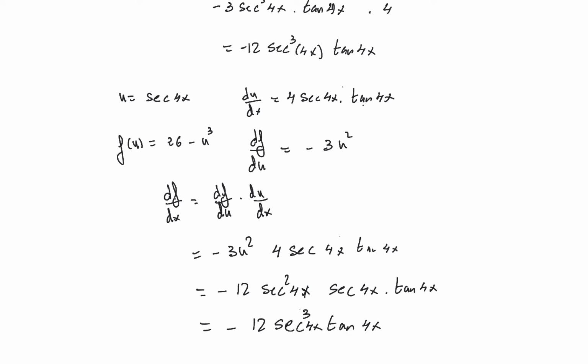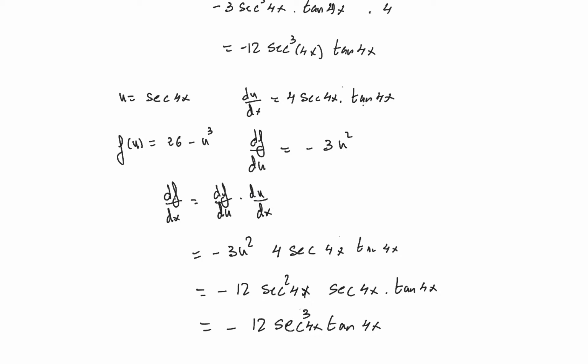So I do a little bit of algebra. 4 times 3 is 12, so it would be minus 12. And now I substitute u by its value, secant, so it would be secant square of 4x, secant 4x multiplied by tangent of 4x. Secant square multiplied by secant is secant cube 4x multiplied by tangent 4x. So the final result is minus 12 secant cube 4x tangent of 4x, which is exactly the same as what I did before. Maybe this method is also okay.